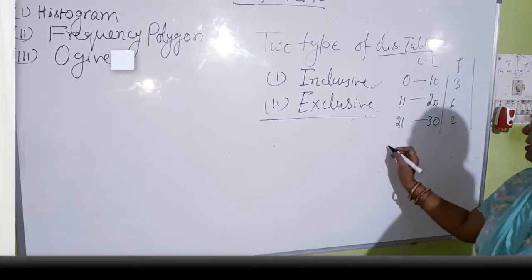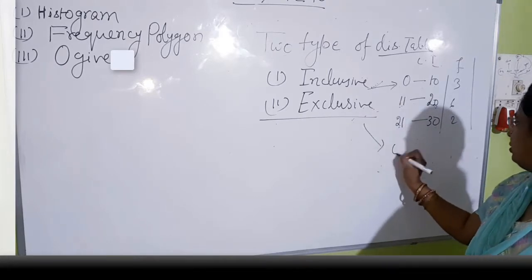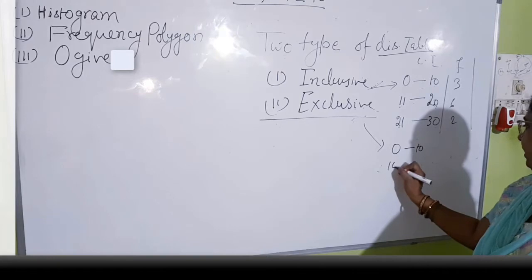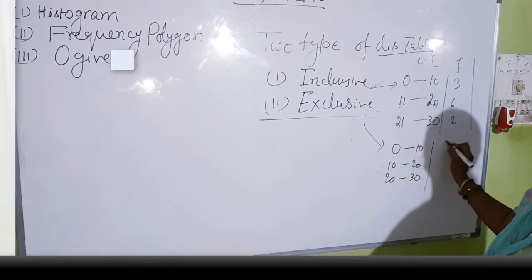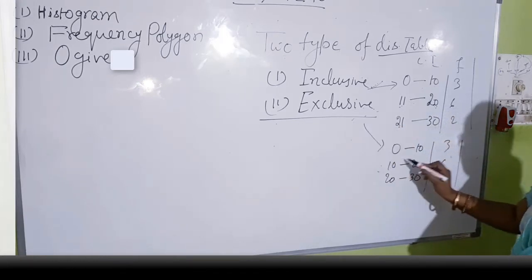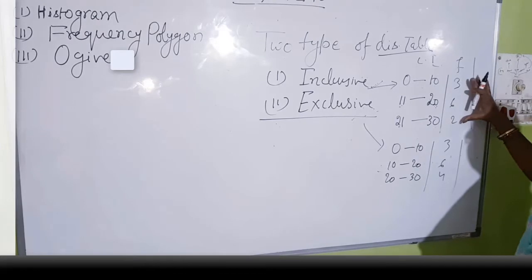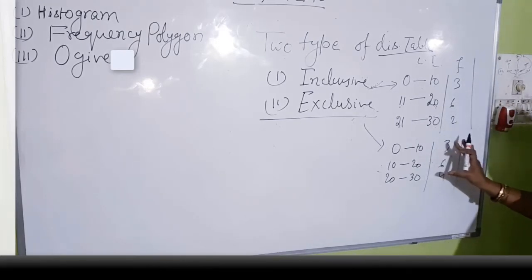But suppose inclusive is given, then we will convert it into exclusive form. Exclusive form means 0 to 10, 10 to 20, 20 to 30, with frequencies 3, 6, 4. Suppose like this. It is exclusive.